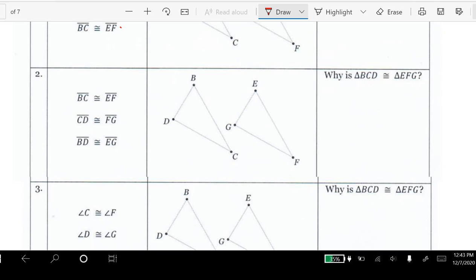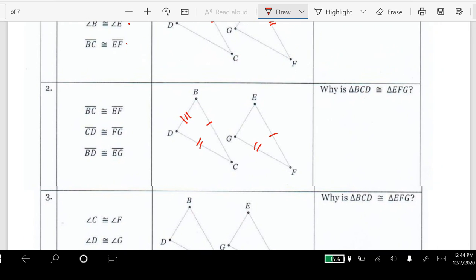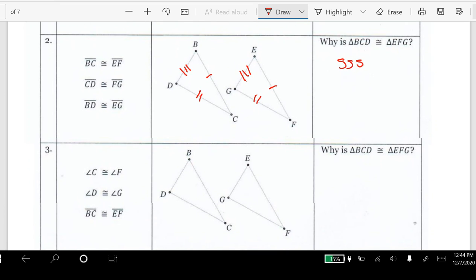For number 2, we're going to mark the given again. We have BC and EF are congruent. We have CD and EG are congruent. I'm sorry, CD and FG. And then we have BD and EG are congruent. All right, there we go. And this is going to be side, side, side here. We have 3 pairs of congruent sides, so the triangles are congruent by side, side, side.